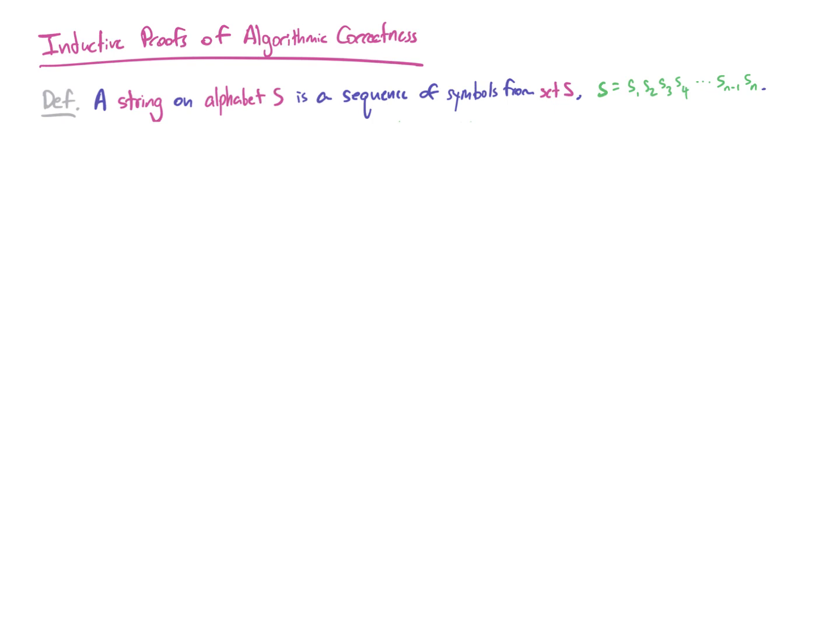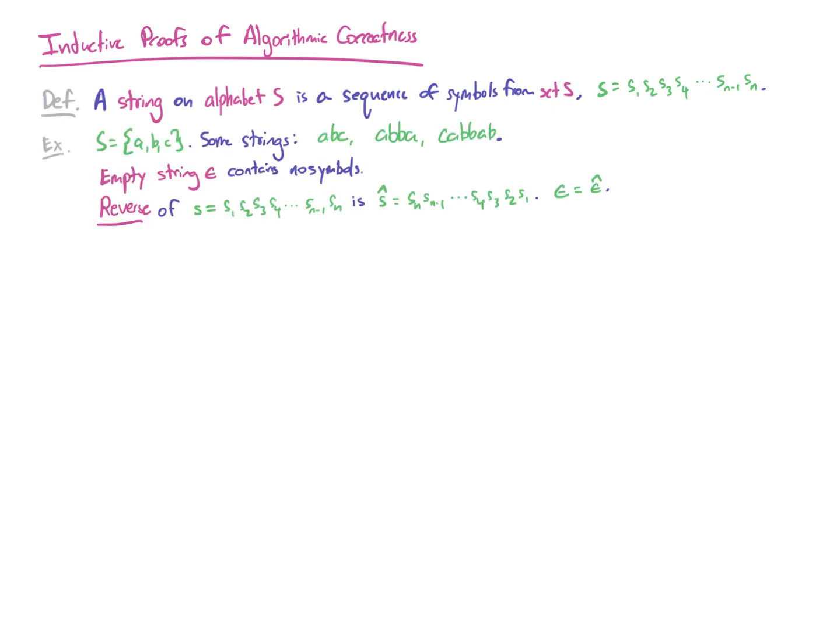Here are a few examples of strings. Here, the alphabet is the characters A, B, and C, and some strings from this alphabet are ABC, ABBA, and CABBAB, kebab. There's a special string that we often call epsilon. This string contains no symbols at all. It's a little bit like an empty set. It's just an empty string.